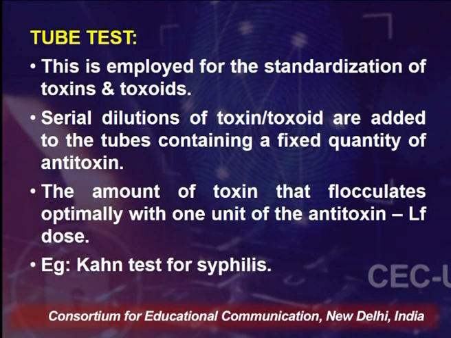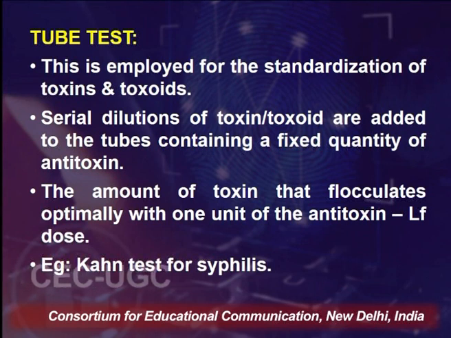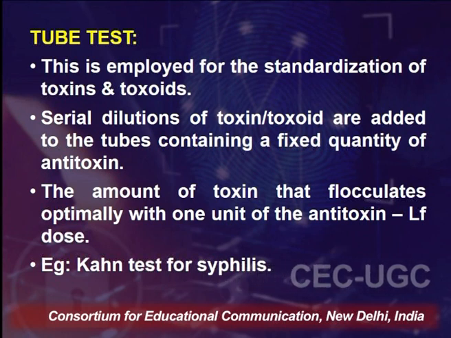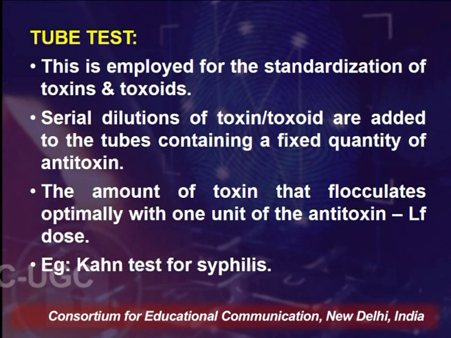The tube test or ring test is employed for the standardization of toxins and toxoids. Serial dilutions of toxins are added to tubes containing a fixed quantity of antitoxin. The amount of toxin that flocculates optimally with 1 unit of antitoxin is the Lf dose, as in the Kahn test for syphilis. Basically, here we are talking about a quantitative reaction. In the tube test, we take multiple tubes in a rack and put serial dilutions of a particular toxin, and depending upon after how much toxin is added the flocculation happens, we can know the 1 unit of the antitoxin after which the reaction will occur. So, we have the ring test, slide test, and tube test.